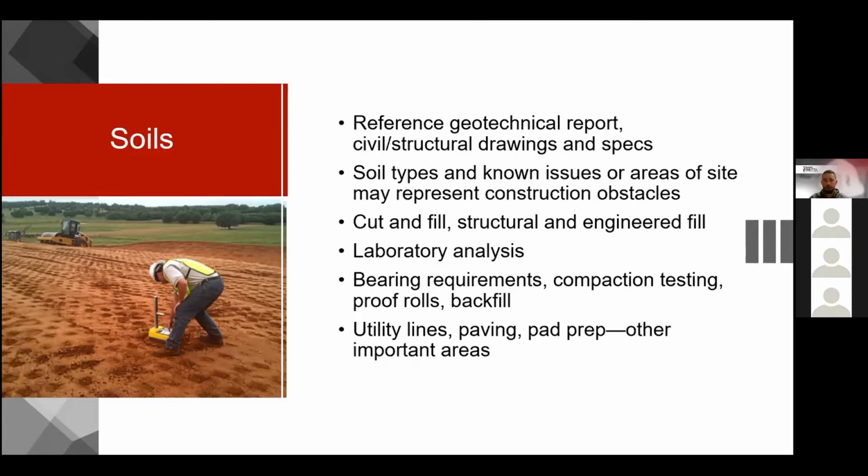Brett in our lab is going to run through that afterwards here. Bearing requirements. We use something called a KNees drop bar. Matt will be showing you that. And then the difference between that and compaction testing. Nick will be showing us compaction testing, and that's with a nuclear density gauge. And then there's also proof rolls and backfill. We want to figure out if there's utility lines, paving, pad prep, or anything else important with the soils.